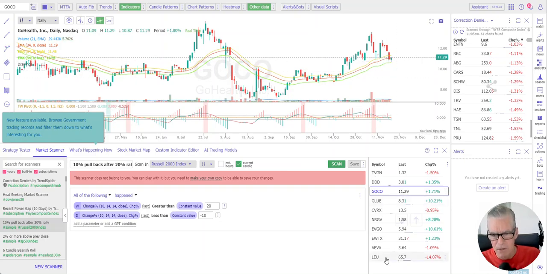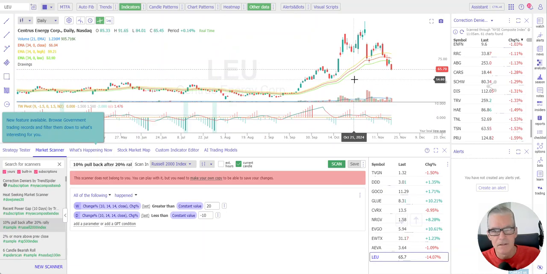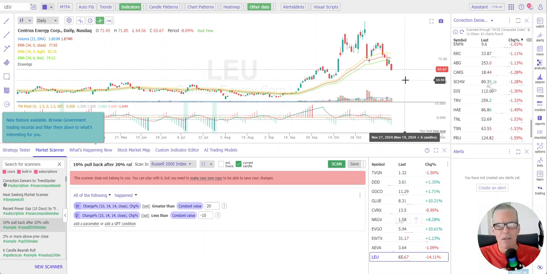And let's look at one more. LEU. This is an energy play. So this one is not good to go. It did have the 20% rally, did have the 10% pullback, but it's still falling. You don't want to buy something that's still red, where you get in on a green bar. All right, just wanted to show you those two tools real quick.